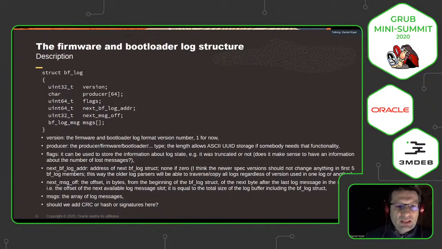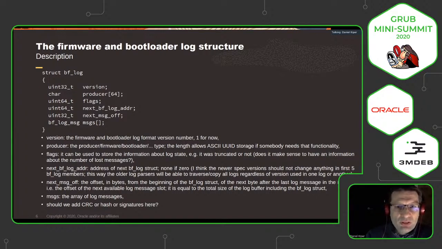So let's discuss what the firmware and bootloader log structure looks like. As I said, this is the header, and it describes the properties of the firmware and bootloader log. At the beginning, we have a version, which describes the version of the bootloader log. Currently, it is version number 1. After that, we have something called producer. It is a null terminated string.